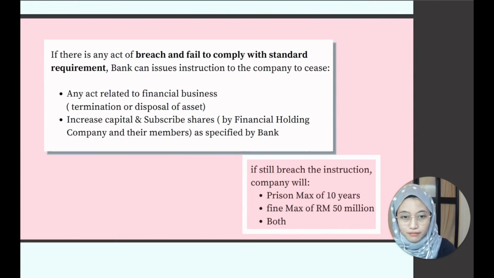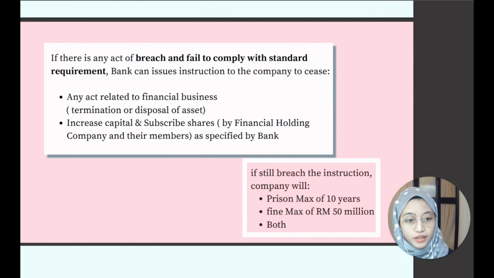Next, the bank will specify the standard requirements to ensure that there will be no risk. If breached, this means that the bank can take further actions. The bank has the power to issue new instructions if the CEO or the director of such financial holding company commits a breach and fails to comply with standard requirements posed by the Act's provisions. The types of instruction include cessation of any act related to financial business, such as termination of agreement and also disposal of asset. Other than that, instruction to increase capital and also subscribe to shares must be done by the financial holding company and their members that were specified by the bank.